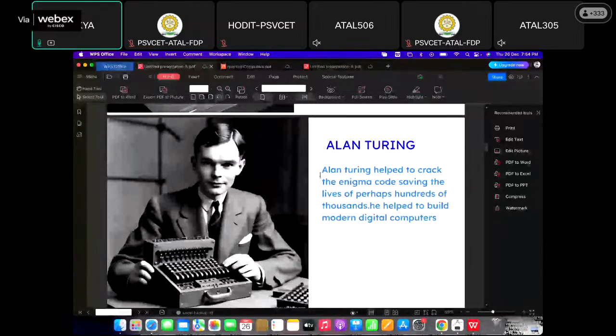We saw the first era, that is analog computers. Then we saw the second era, that is digital computers. Now we are seeing the third one, that is quantum computers. So who is Alan Turing? Alan Turing helped to crack the Enigma code, saving the lives of perhaps hundreds of thousands of people. He helped to build the modern digital computers.